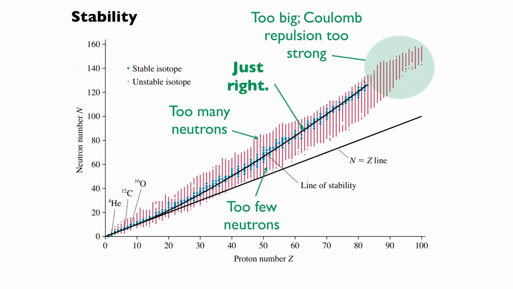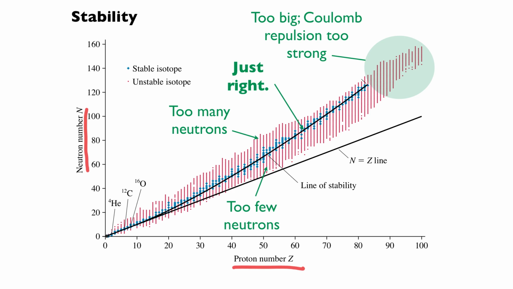Now let's take a look at this graph. This is a graph of every single nucleus that's been studied. On the horizontal axis, we have the number of protons. On the vertical axis, we have the number of neutrons. And each dot is a particular nucleus. You put the number of protons it's got and the number of neutrons it's got, and you make a dot at that spot. Now, there's only a limited number of nuclei that are stable.